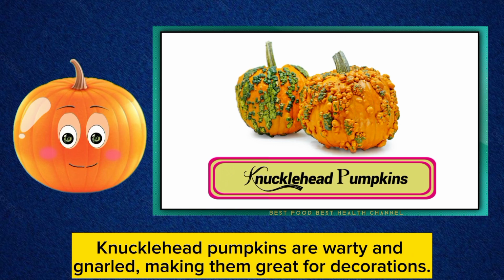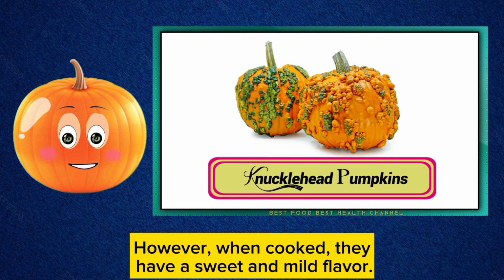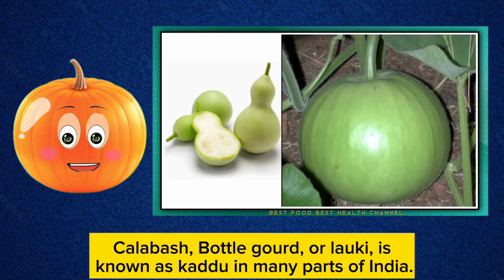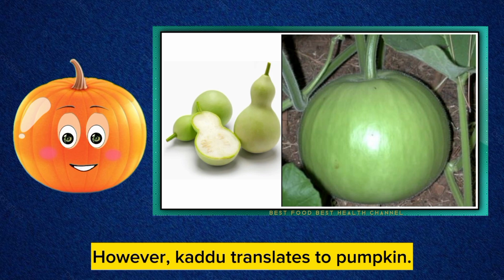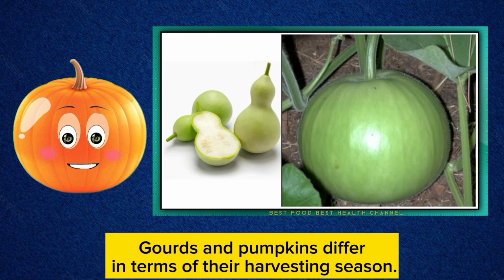Knucklehead pumpkins are warty and gnarled, making them great for decorations. However, when cooked, they have a sweet and mild flavor. Calabash, bottle gourd, or lauki is known as kaddu in many parts of India. However, kaddu translates to pumpkin. Gourds and pumpkins differ in terms of their harvesting season.